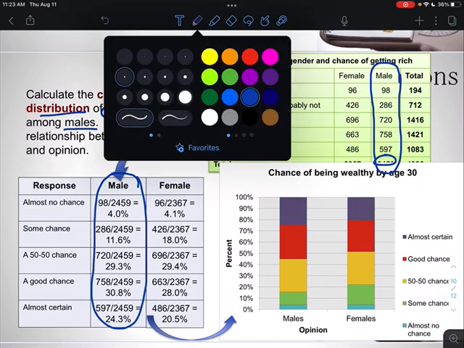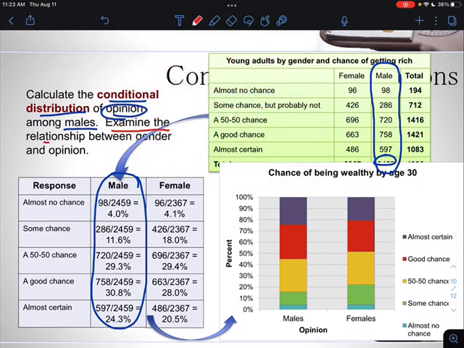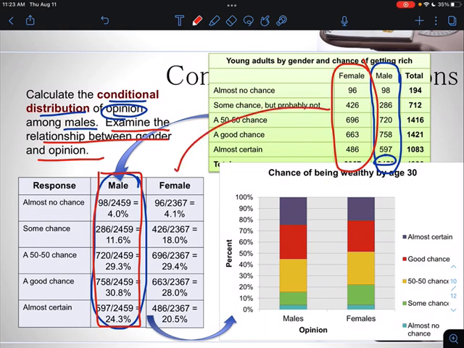Now the second part of the problem says, examine the relationship between gender and opinion. So now they want to kind of know, is there some sort of relationship between gender and opinion on whether or not they'll be rich? And so as we look at this, we already have the conditional distribution for males. So we already calculated that, which means the only other thing we're going to need to compare is what does it look like for females. So then we take our females and we create a conditional distribution for those as well. So this time we have the 96 females out of the 2,367, and so we create this second conditional distribution. And then once I have my two conditional distributions, I want to know what they look like together.